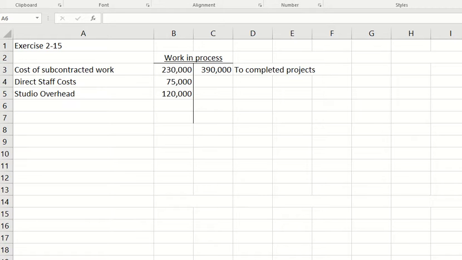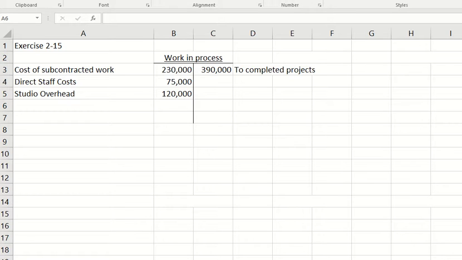I will read the problem a little bit just to give us some background. Leeds Architectural Consultants began operations on January 2nd. The following activity was recorded in the company's work in process account for the first month of operations. Okay, so we have this information given to us.